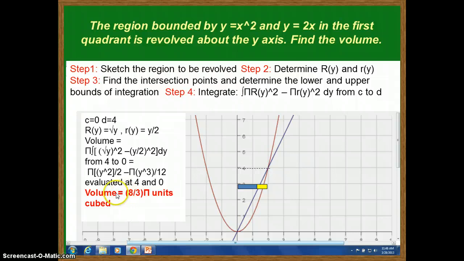When we do that, we get the total volume of this solid of revolution to be 8/3 pi units cubed. What we're finding is the volume of this solid when it's revolved around the y-axis. This area here is our hole. Okay?